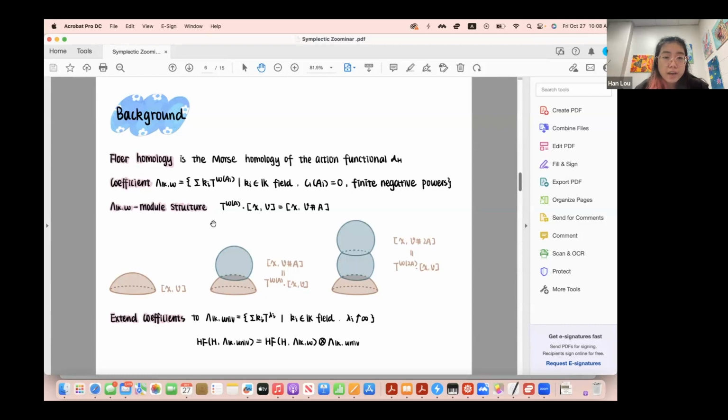Now this Novikov ring acts on the contractible periodic orbits by connecting them. So if we have a contractible periodic orbit (x, v), then by taking the connected sum with A, that is the same as T^(omega(A)) acting on (x, v). And if we take the connected sum with 2 copies of A, then it's T^(omega(2A)) times (x, v). And finally, we extend the coefficient to be the universal Novikov field, where the powers lambda_i increasingly go to infinity. And then the coefficient will be extended by taking the tensor product with the universal Novikov field.